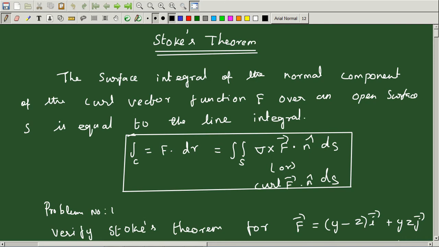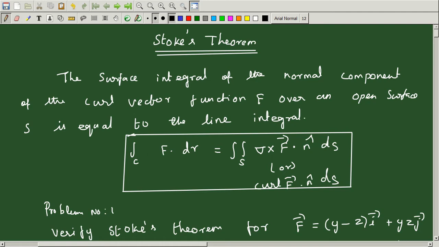So, the line integral, the Stokes theorem: integral over C, F dot dr is equal to double integral over S, del cross F dot n cap into dS, which means curl F vector into dS. Curl is nothing but del cross F vector.